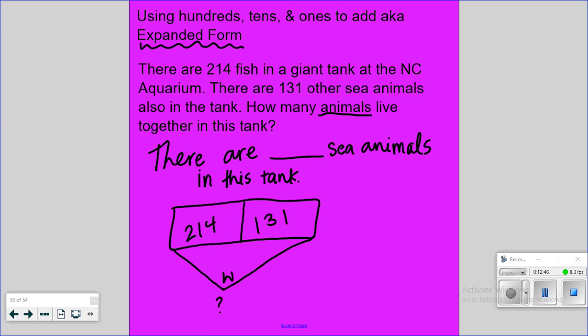Looking at my bar model, what's the equation I could use? What's the equation I could use to solve that? Looking at that bar model, I should see lots and lots of hands because this is something we've done a lot. Kelly, you with us? Shelby, what do you think? What's the equation?